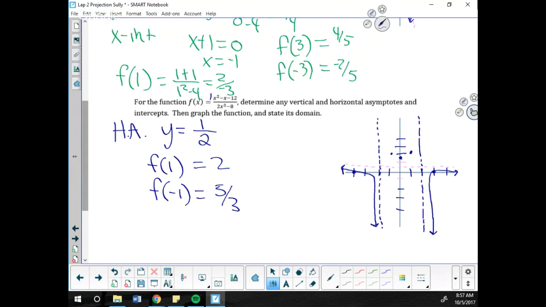So remember, I told you it looks either like a quadratic or a chair. What do you think? A quadratic. So it's going to head up towards both sides.